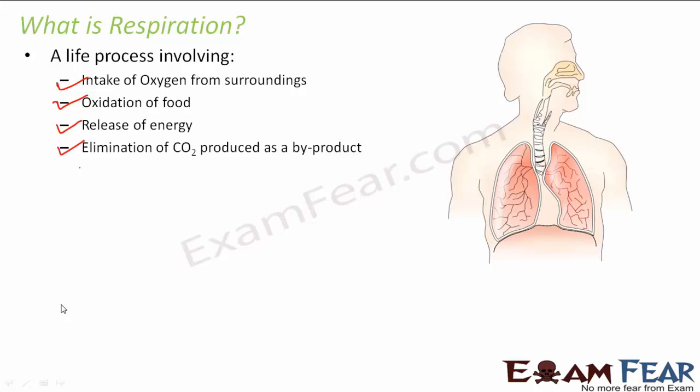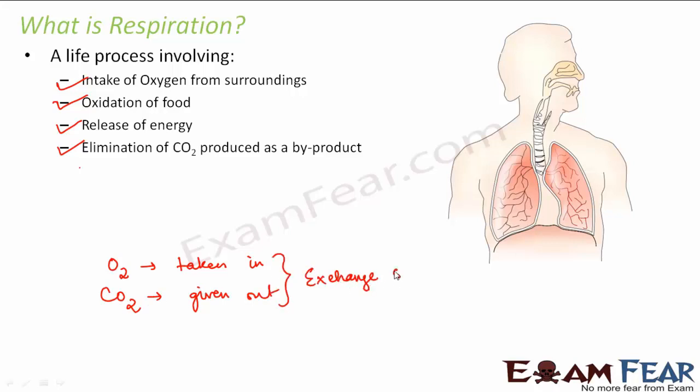So what do we conclude? We conclude that in this entire process, gaseous exchange takes place. How? Oxygen is taken in and carbon dioxide is given out. That means exchange of gases is taking place. So exchange of gases is one aspect of respiration. What is the other aspect of respiration? The second aspect of respiration is oxidation of the assimilated food molecules.